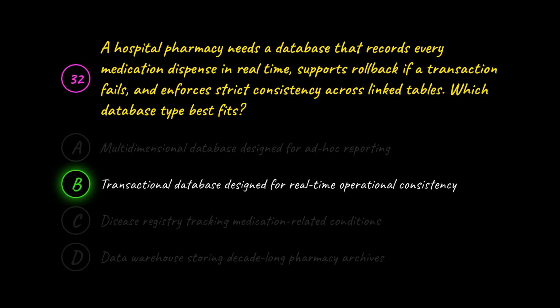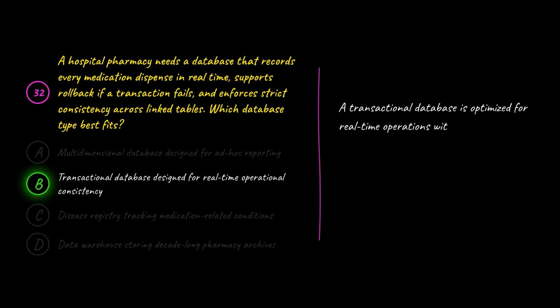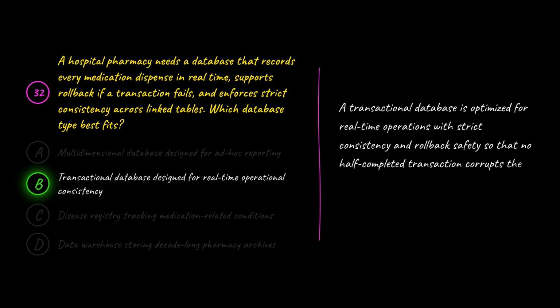The correct answer is B. Transactional database designed for real-time operational consistency. B is correct because a transactional database is optimized for real-time operations with strict consistency and rollback safety, so that no half-completed transaction corrupts the data. A pharmacy needs every dispense to be recorded atomically, with the ability to undo a failed entry. That operational profile is the heart of transactional design.